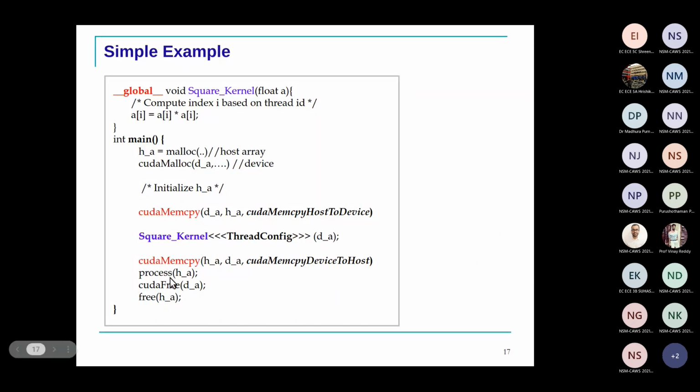You can do anything that you want with the array on the CPU by processing the data. Once the data has been processed, you can free the memory of the GPU and then free the CPU memory as well. So this is how the simple operation goes. You are interested in taking an array and performing the square on each and every element in the array.